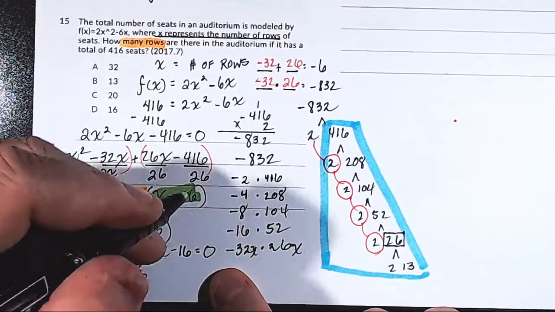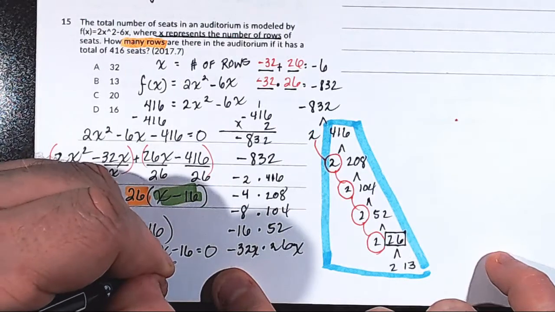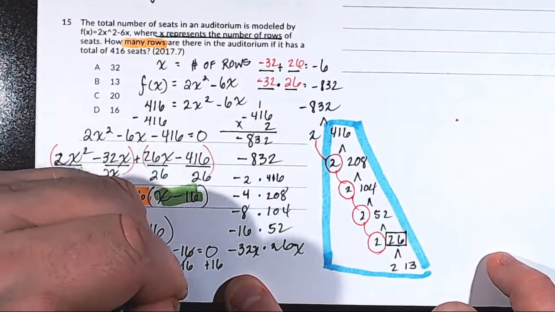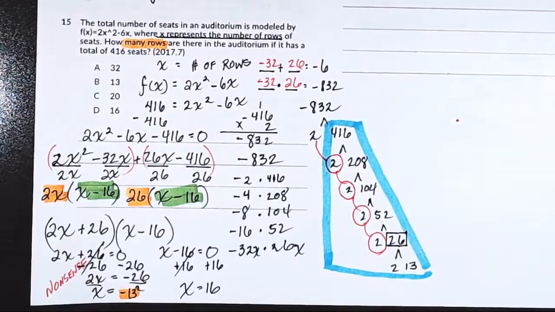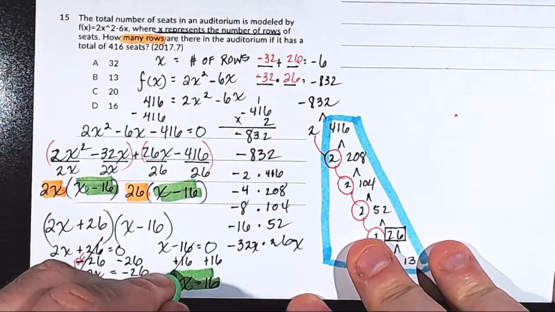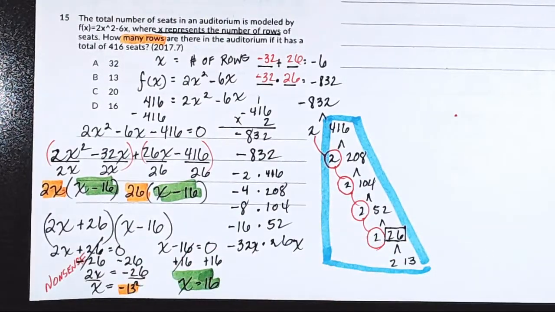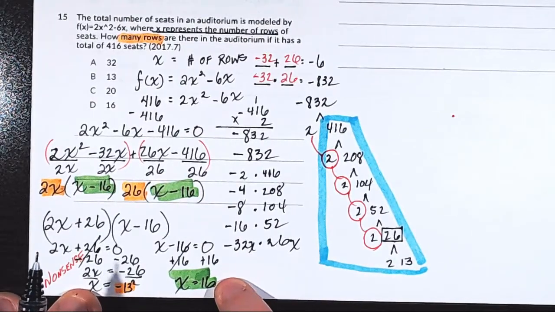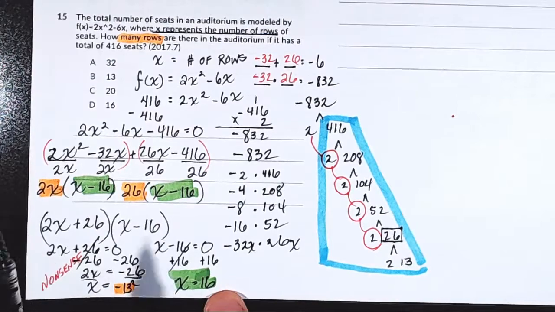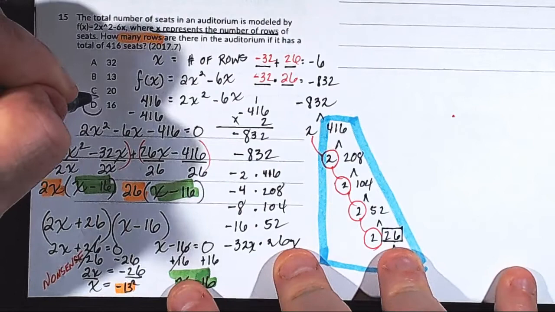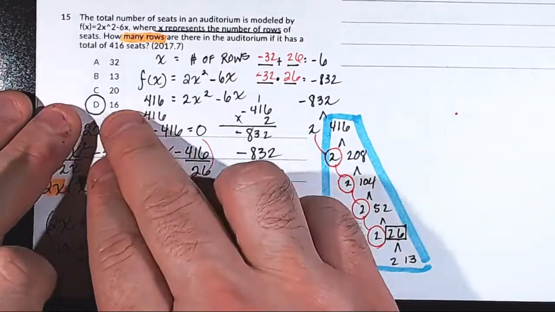So let's just solve for this solution over here. x minus 16 equals 0. We will add 16 to both sides, and you get x equals 16, or the number of rows equals 16. Now this is in fact the solution we are looking for to that quadratic. We just solved the quadratic. It had two solutions, negative 13 and positive 16, and we wanted the positive solution. So using nothing but algebra, we came up with 16 as the number of rows, which is answer choice D.